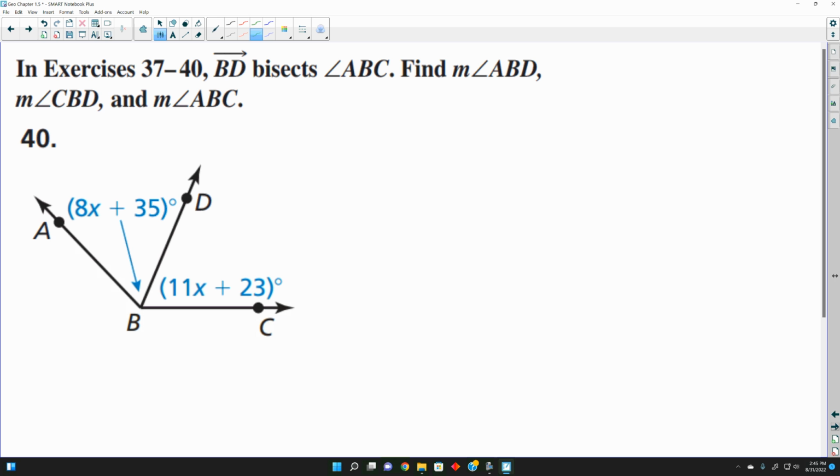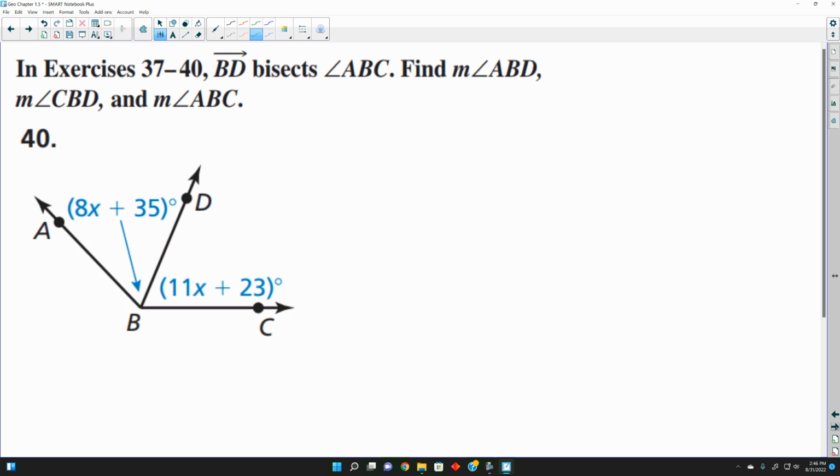Let's look at this one here. Now this one, it tells us what? It's the same. BD is bisecting the angle. Find ABD. So we want to find the whole and the two parts. Yes. Did they give us either part? Did they give us the measure of either part? Well, not a number. They gave us two equations or two expressions, yes?